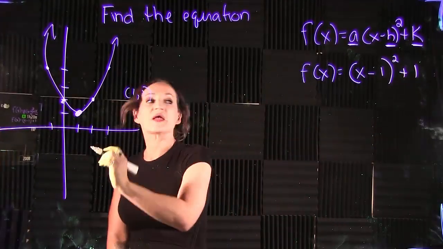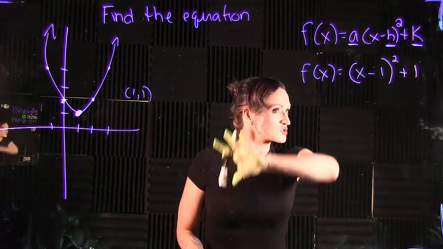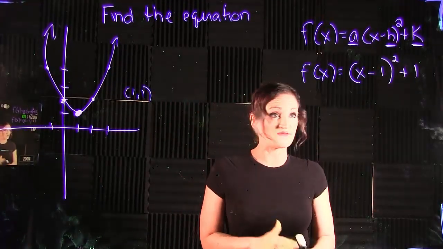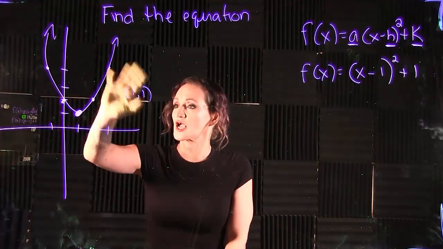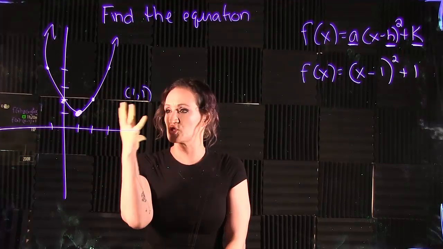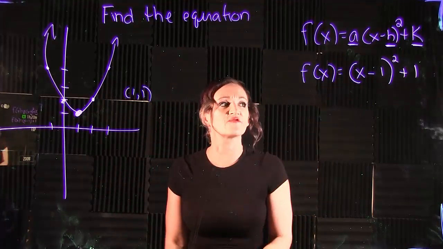All right, so let's go back over our graph just to make sure everything looks good. Again, our graph opens up, so it is positive here in front. We're talking about a regular parabola, no compression, no stretch. So we have a positive 1 here in front.